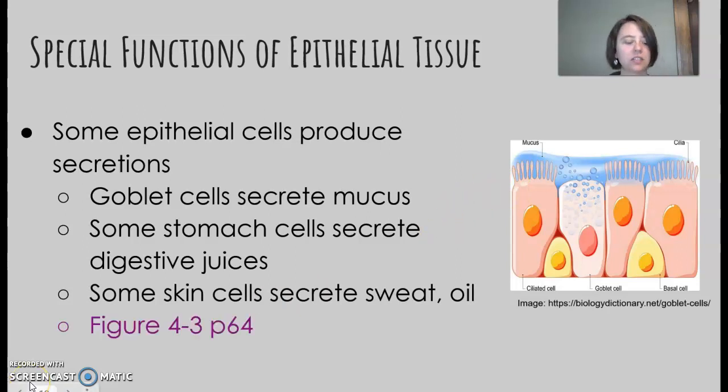If you look on page 64, there's a nice picture of some epithelial cells that are secreting things. There are some pseudostratified columnar epithelial cells and goblet cells and cilia that you can see lining your trachea. And then some simple columnar epithelial cells and goblet cells that are lining your intestines.